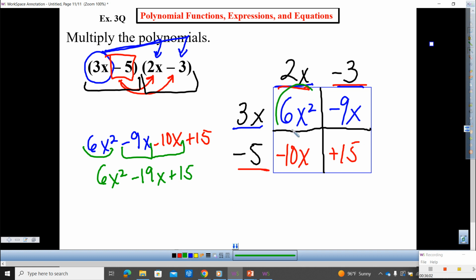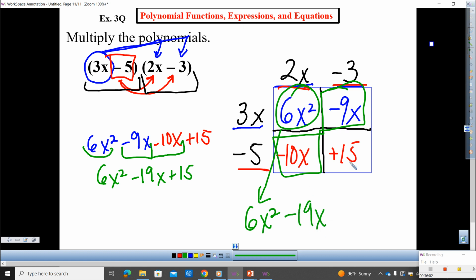Combine like terms. Is there another 6x squared or x squared? No. Bring that down. Combine this one and this one. So negative 10 and negative 9, that's negative 19x. And bring down the constant, which is 15. Did we get the same thing? Yes. Send me your notes, please. Then I'm going to give you one to do by yourself completely, both methods.